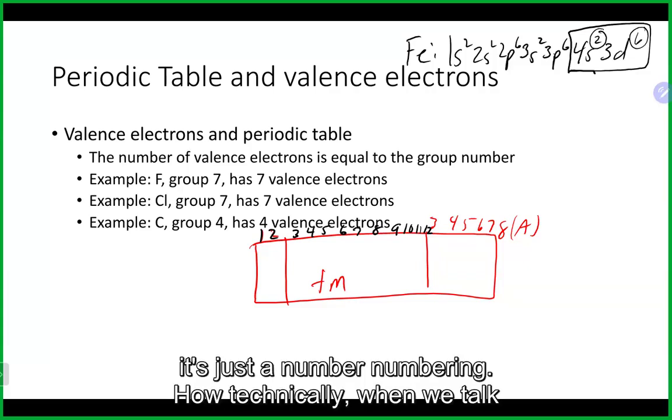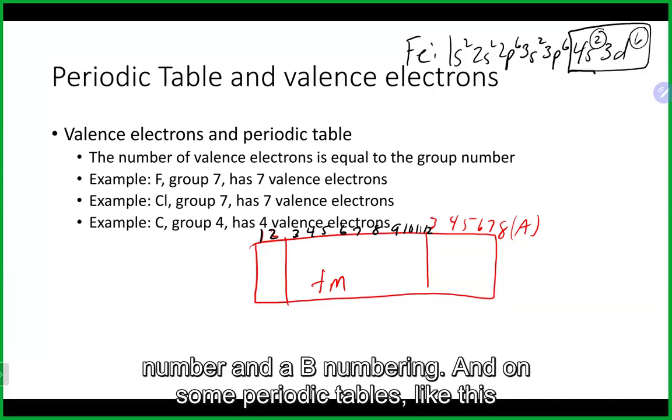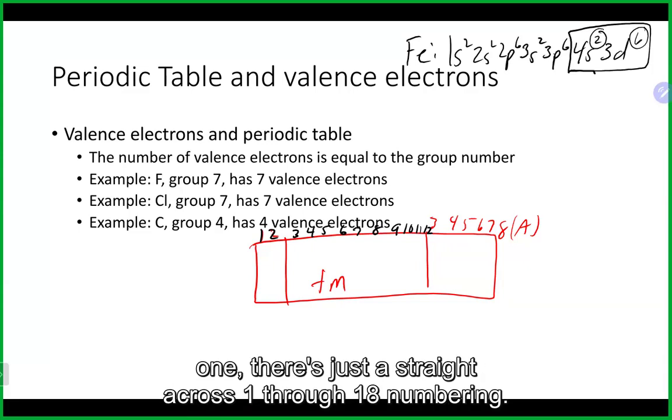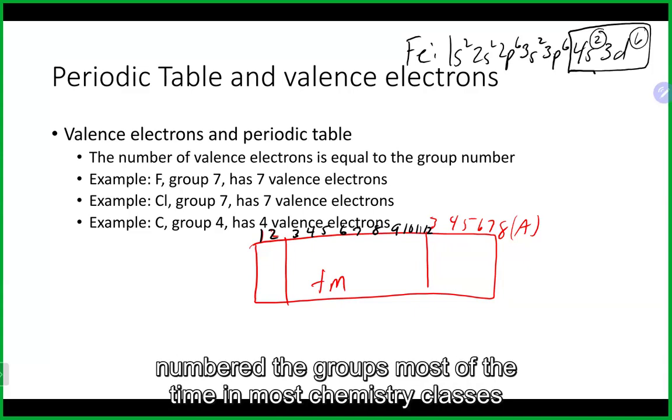Yeah, it's just a numbering. Technically when we talk about group one, it's really 1A. So there's an A numbering, a B numbering, and on some periodic tables like this one, there's just a straight across 1 through 18 numbering. So there are just different ways over the years that people have numbered the groups.